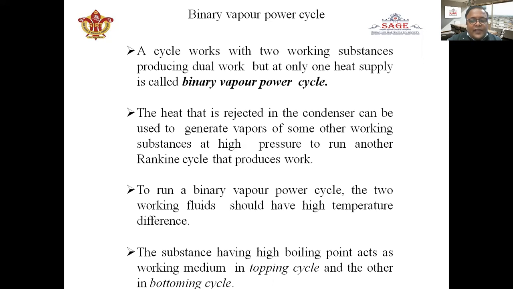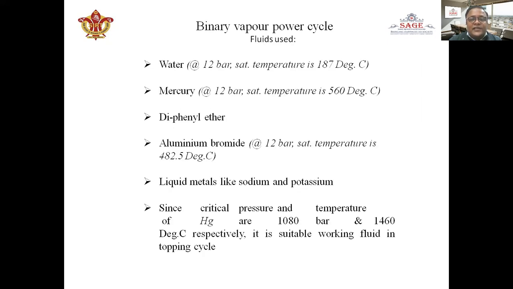To run a binary vapor cycle, the two working fluids should have a high temperature difference. The substance having the high boiling point acts as the working medium in the topping cycle and the other in the bottoming cycle. The topping cycle consists of mercury vapor, and the bottoming cycle consists of simple vapor. The water used at 12 bar has a saturation temperature of 187 degrees centigrade; mercury used in the thermal power plant at 12 bar has a saturation temperature of 560 degrees centigrade.